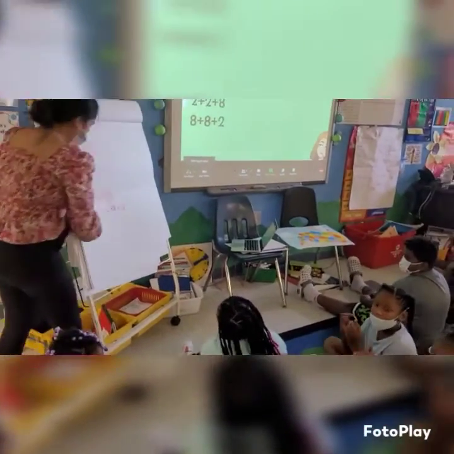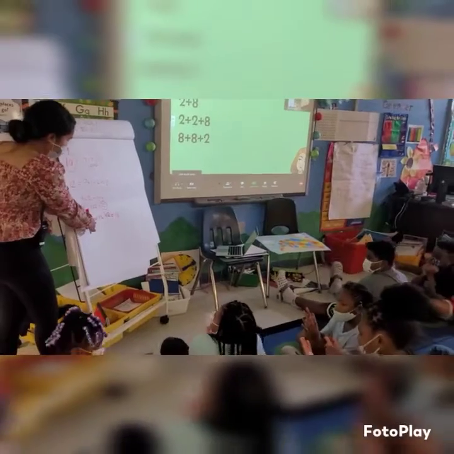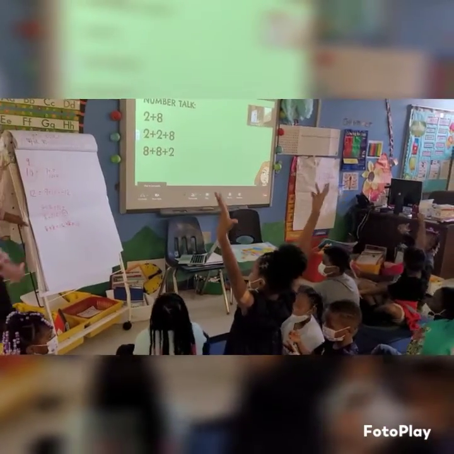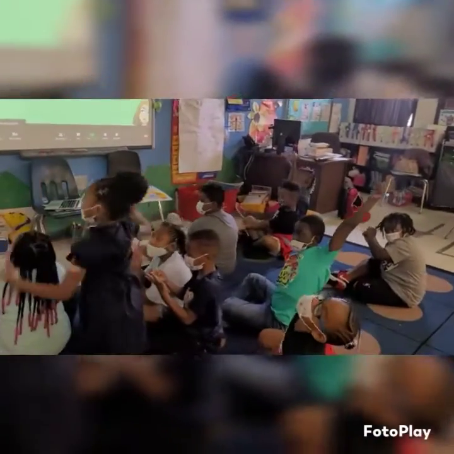Ooh, I love it. So you know your doubles. You have 8 and 8. You know that 8 and 8 equals 16, and you add 2 more equals 18. Do you have any other strategy other than this?